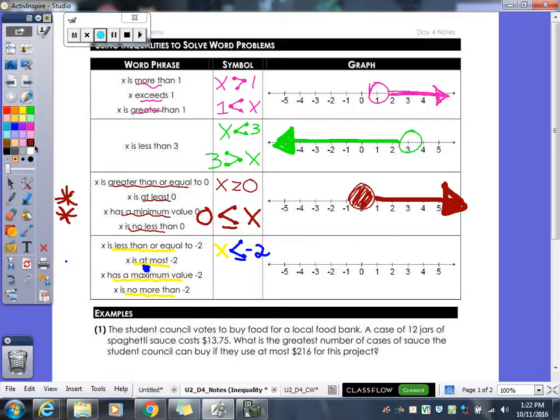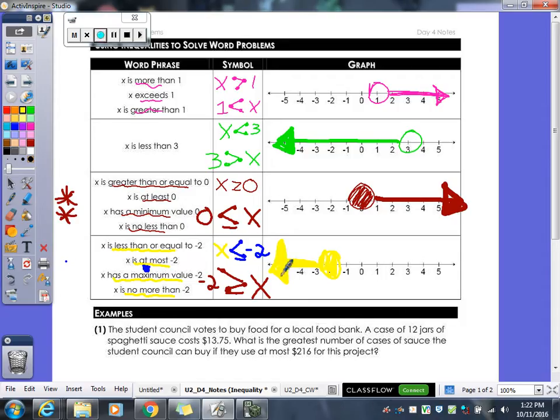Let's put our x here. At most: less than or equal to is 1 dot, less than is 2 dots, and then -2 over here. x is less than or equal to -2. Circle the -2, fill it in. These are the numbers less than it. Okay?